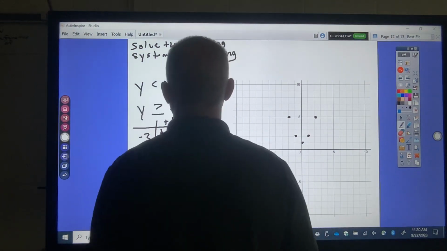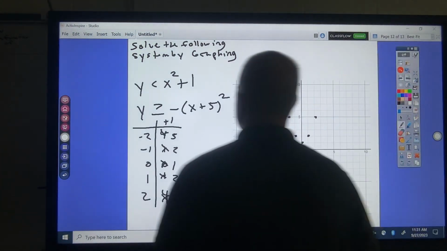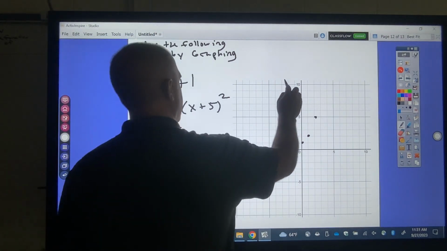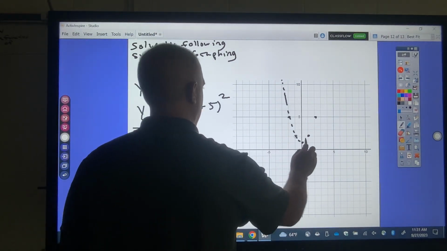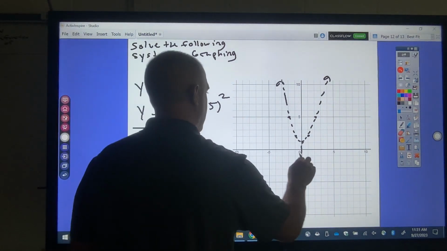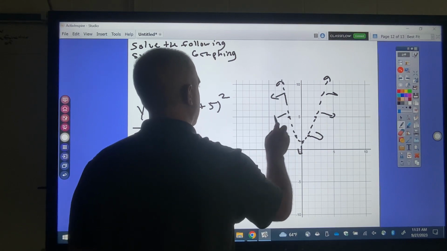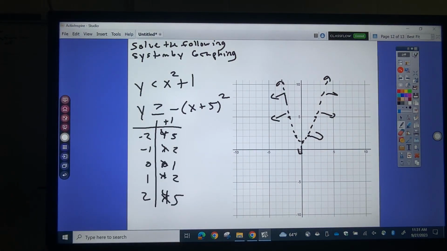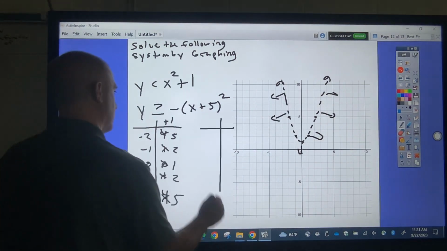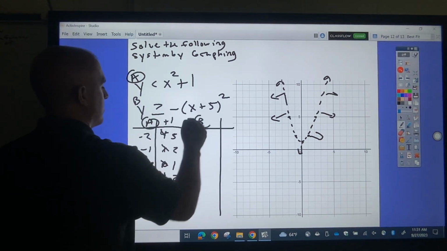Now this one, let's make sure I have the right line there, yep. This one is going to be a dashed line. And now this one I would be shading here, so I'm just going to do this action, just so I know. Now for this one, this is graph A, graph B, so we'll go A, B.